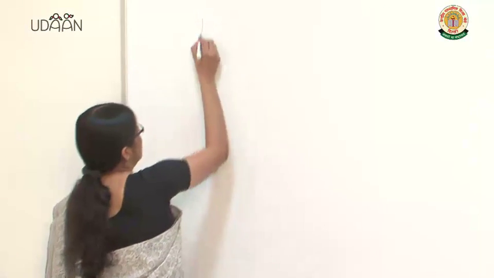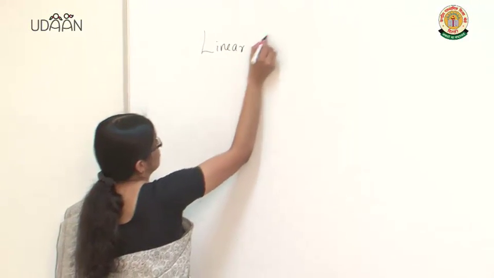Hello kids, today we will discuss collinearity and coplanarity. To start with, I will explain to you what is a linear combination.